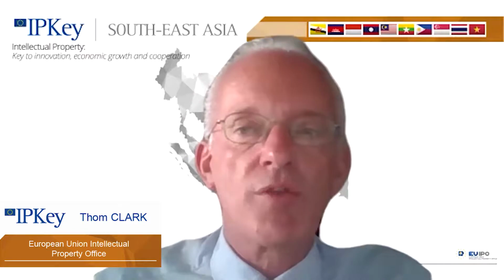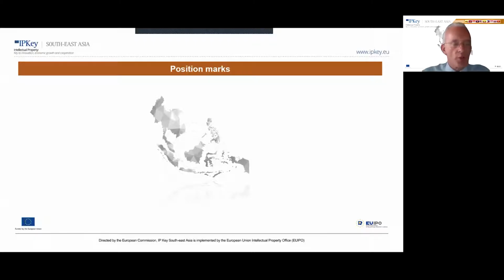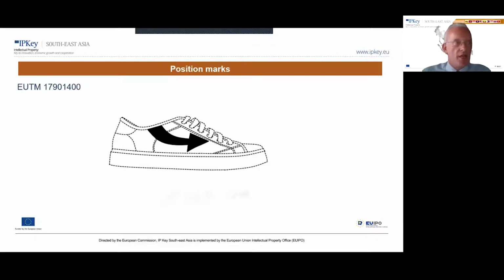So let's start with position marks. The first one that we have is this. As you can see here, it's most definitely a position mark. As I said before, the outline of what has not actually been claimed has been indicated with dotted lines. And that means that the part of the mark which is actually applied for is this kind of curved arrow which is on the side of the shoe. From a formalities point of view, this is perfect. There's no problem with it whatsoever because it allows us to determine exactly what is being protected.